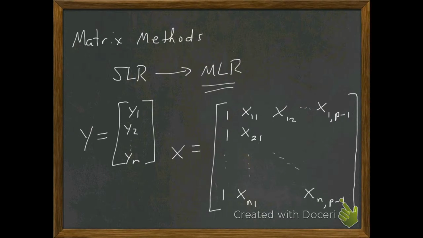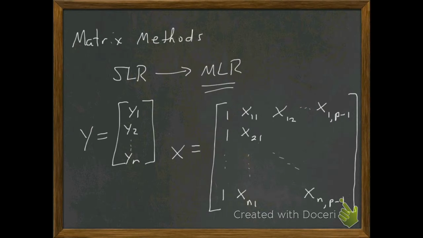And so our design matrix has a little bit more going on. Obviously in the simple linear regression case, the design matrix would stop right here. But in the multiple regression, we clearly have more going on.